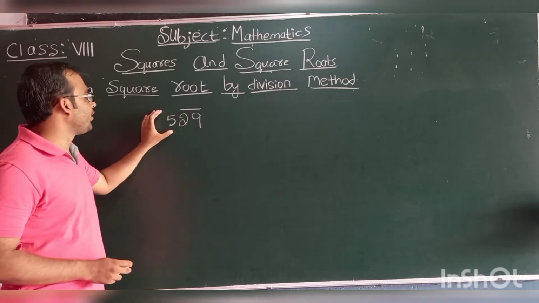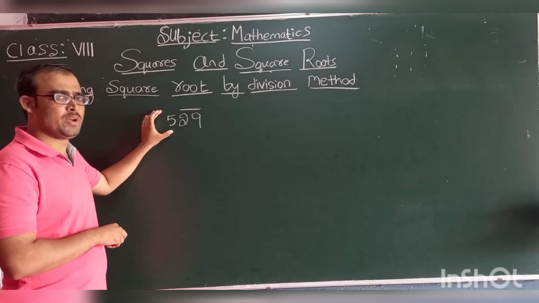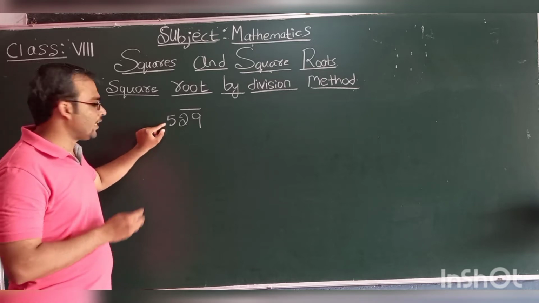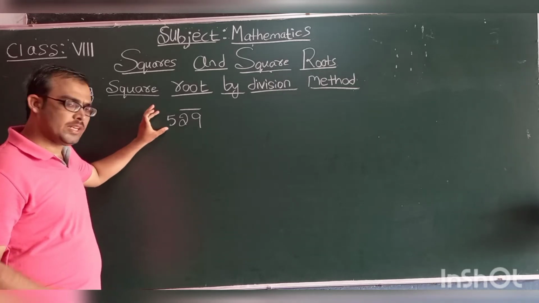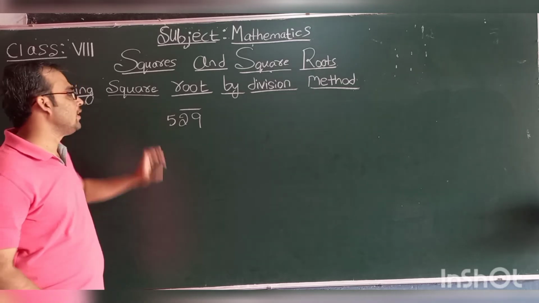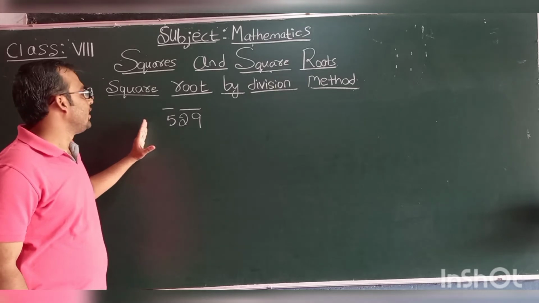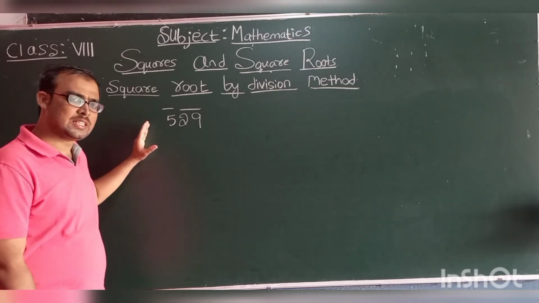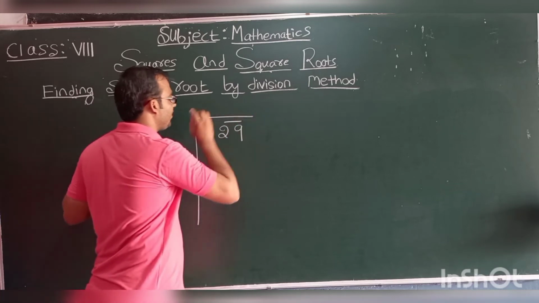Now again, we need to place the bar on the next pair of numbers. Here there is no pair, only one number. If there is no other number and you have only a single number, then place the bar over that single number. Now students, put this kind of line.